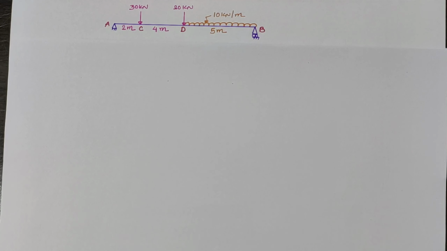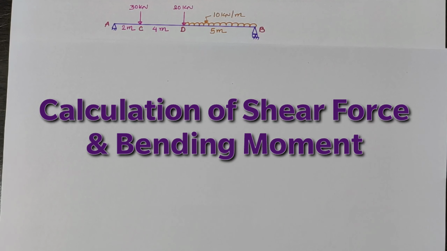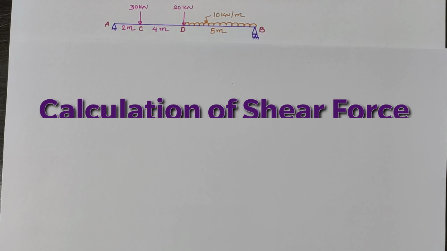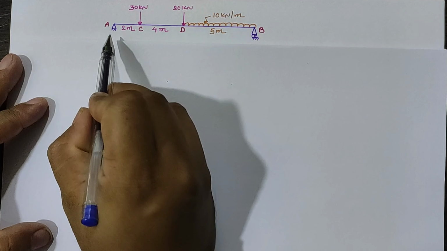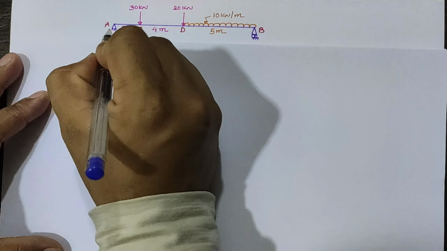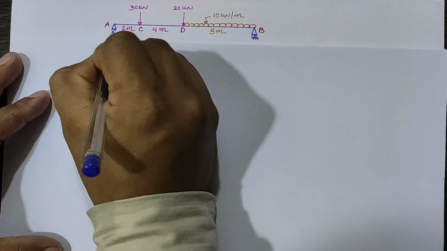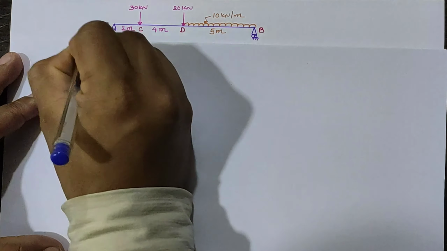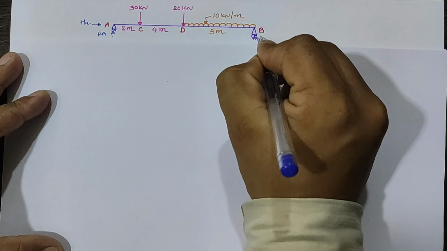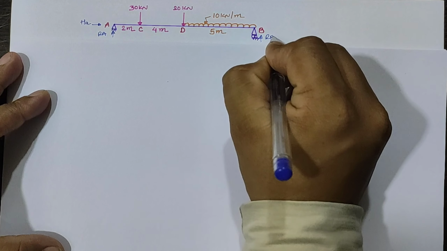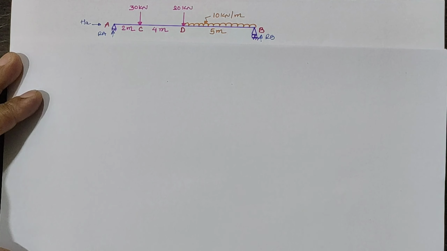Okay, hello friends. Today we are going to learn about calculation of reactions as well as shear force and bending moment diagram for the given beam as shown in the figure. Now, according to the support reaction at hinge support, we will have vertical reaction as RA, horizontal reaction as HA, and vertical reaction as RB, or VA and VB as the vertical reactions at A and B.